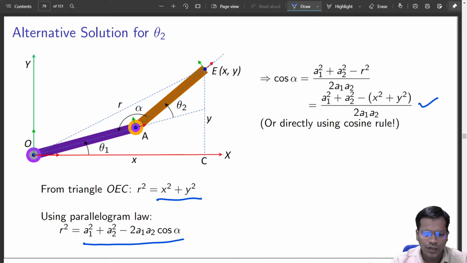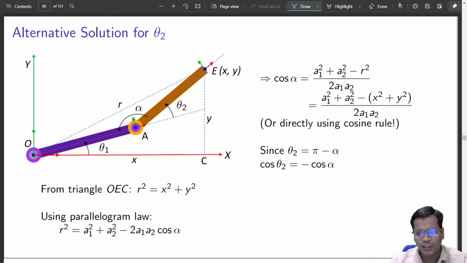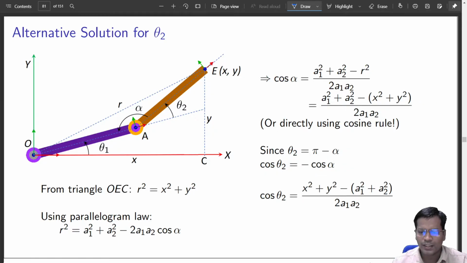How much is alpha? Alpha is pi minus theta 2. So theta 2 is equal to pi minus alpha. If you take cosine of this, cos theta 2 is the negative of this. So you directly can get this. This is another easier way of doing this. So cos theta 2 is exactly the same as what we got a few minutes back. This is cos theta 2 for a given x, y and link lengths.